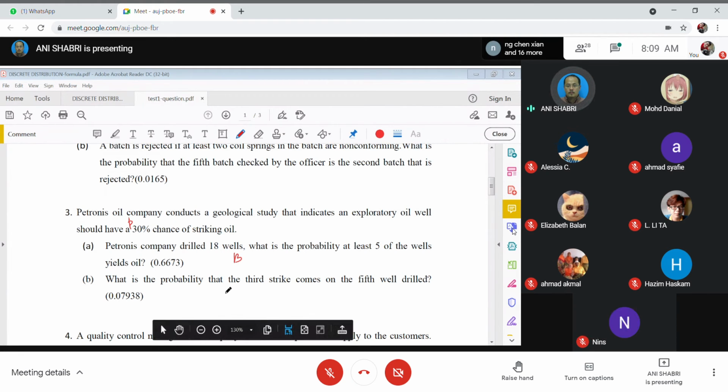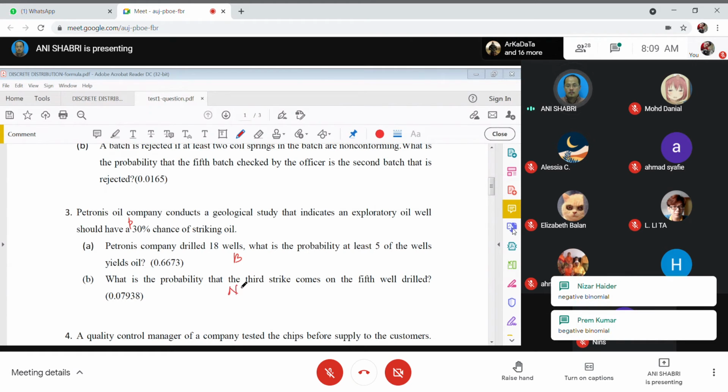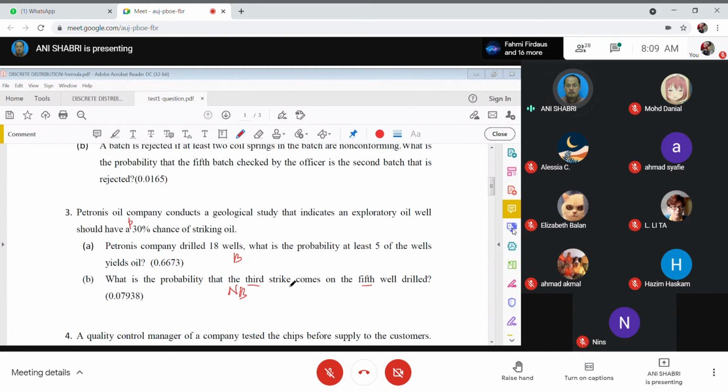Okay, number B. Negative binomial. If you find the keyword third, fifth, this one is negative binomial.